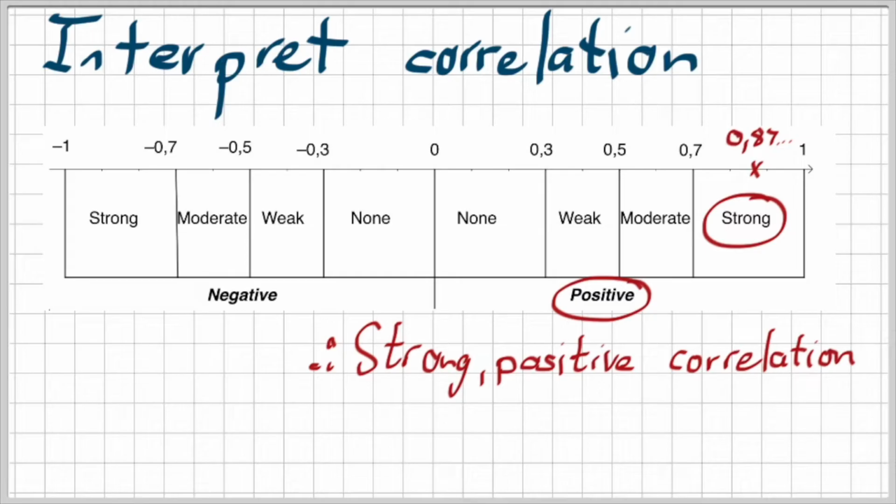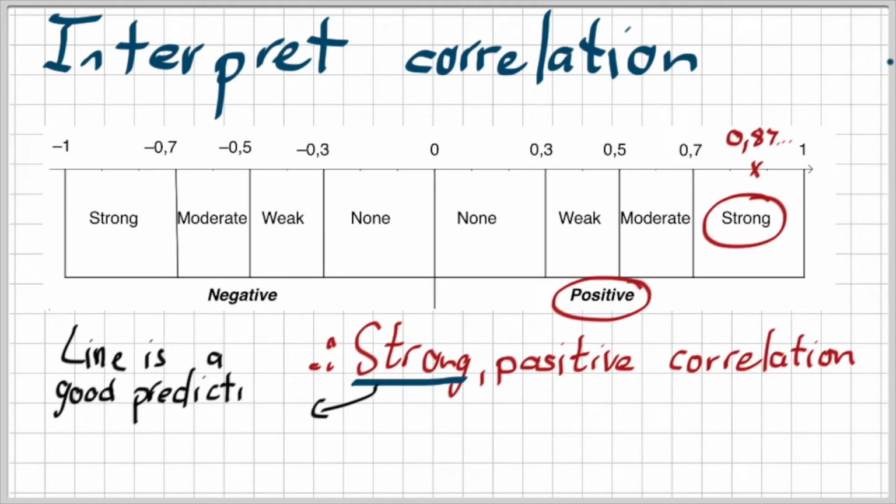But what does this actually mean, ladies and gents? That's what you've got to start thinking about. It's not just about scoring marks, about understanding what it means. The strong is used because the line lies, it's a good fit. It's a good prediction of what is happening in the data set.